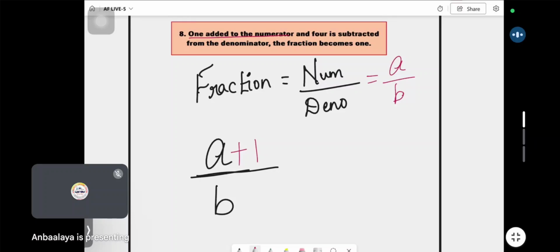Very good. 4 is subtracted from the denominator, so what should I do? B minus 4. So A plus 1 by B minus 4. Very good, all of you who are answering, very good, dear. Is equal to, what is your answer?